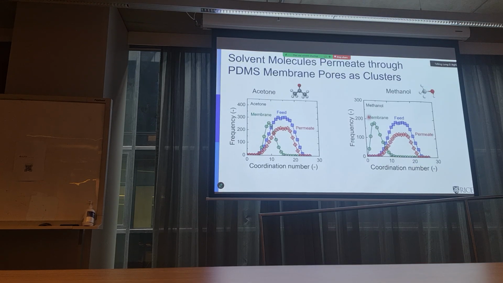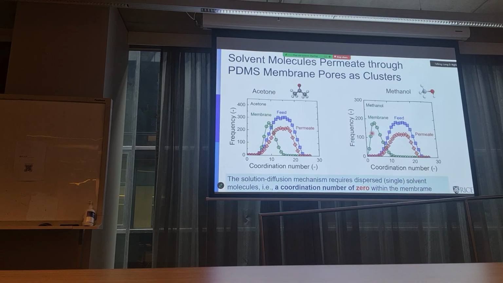Methanol, soon you will see, doesn't like the PDMS. PDMS is very nonpolar. Methanol is polar, they don't like each other, so it shrinks the membrane. This is why the clustering coordination number is smaller. It's about 4 compared to 9 here. Because acetone likes the PDMS, it swells it. Methanol doesn't like the PDMS, shrinks it, and you get a lower clustering number.